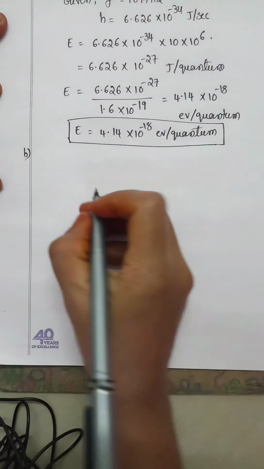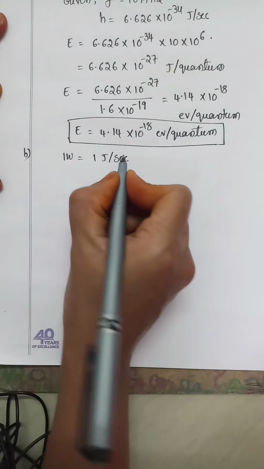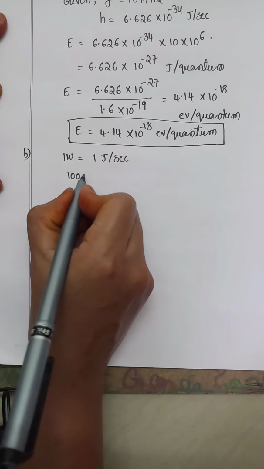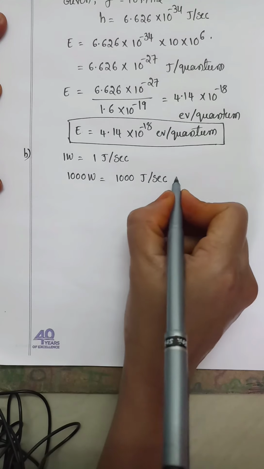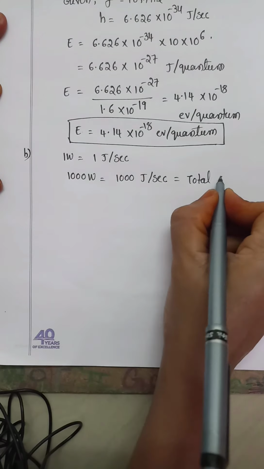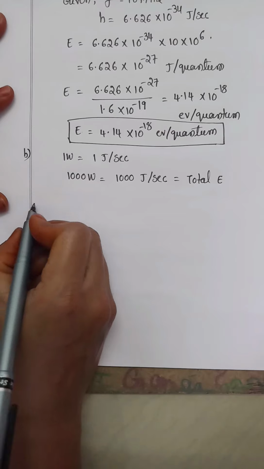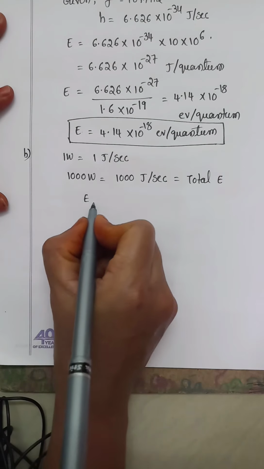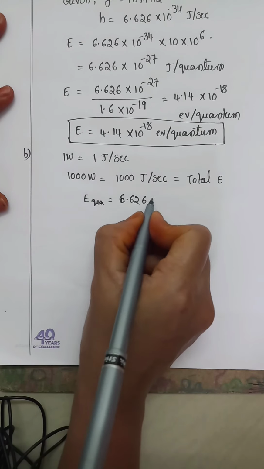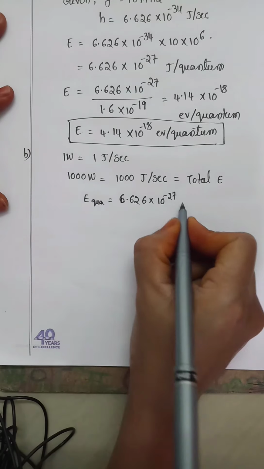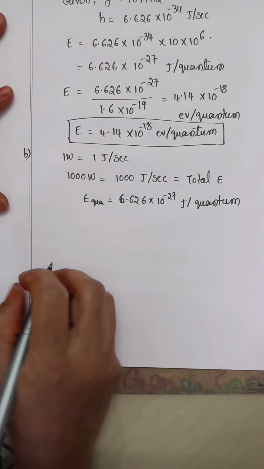Now let us go for the B bit. 1 watt is equal to 1 joule per second. This we have discussed already. So 1000 watts means 1000 joules per second. This is the total energy, which has been given in the problem. So total energy is equal to 1000 joules per second. The energy possessed by each quantum is 6.626 into 10 to the power of minus 27 joules per quantum, according to the above problem.